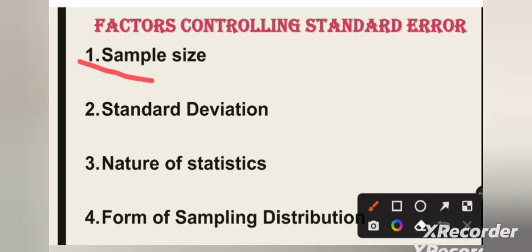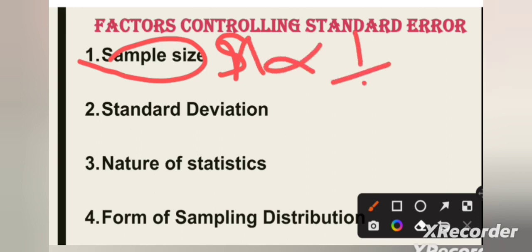First one is the sample size. If we are having a large sample, our standard error will be less. So we can say that sample size is inversely proportional to standard error.